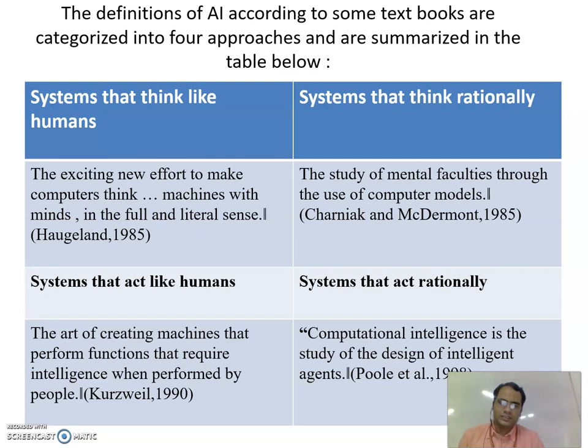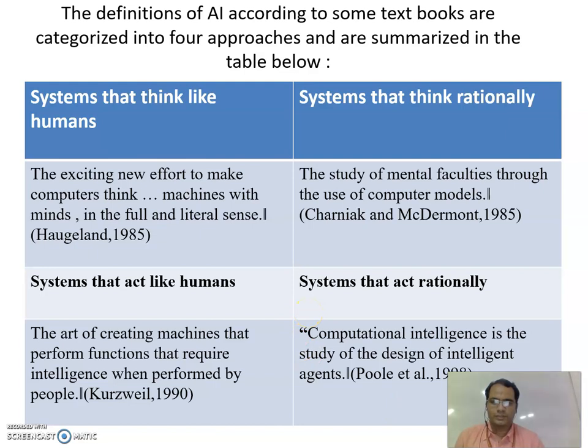Now, for the other part, we have Charniak and McDermott during 1985, who have given a definition: the study of mental faculties through the use of computer models. Here it is mental faculties, how a person thinks and what is right. Rationality is about doing the right thing. In the same way, under acting rationally, we have Poole et al. in 1998, who have given a definition: computational intelligence is the study of the design of intelligent agents. So these are the 4 definitions.